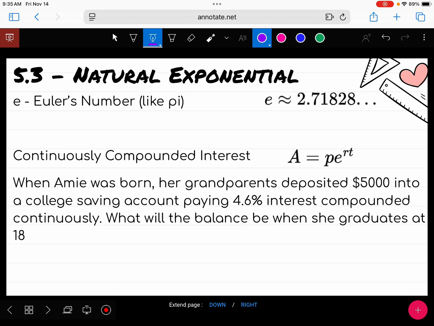So our first E equation that we're going to use here is this next one that talks about Amy. So when Amy was born, her grandparents put $5,000 into a savings account that earned 4.6% interest, being compounded continuously. And we want to know the balance it's going to be when she graduates at 18.